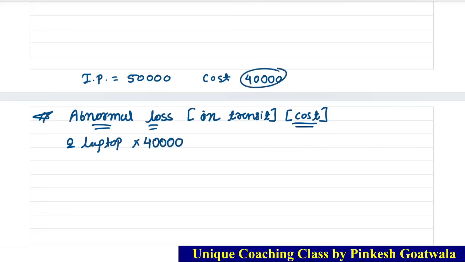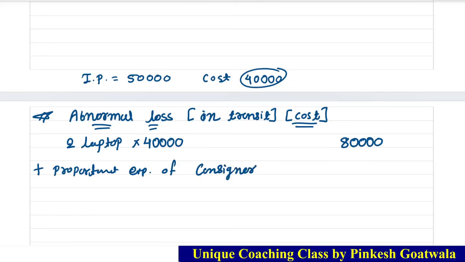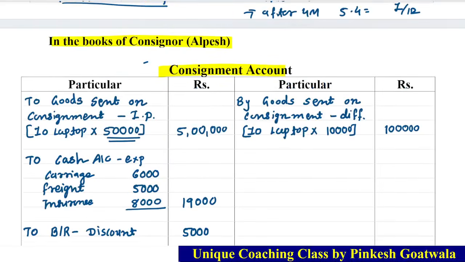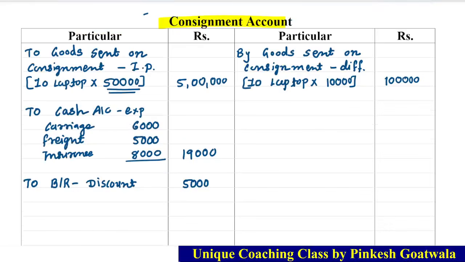So actually we suffered a loss, how much? 80,000. And here we have to add expense. Proportionate expense of whom? Consigner. Okay, we will add proportionate expense of the consigner. So let's see how much expense was done by the consigner. In a previous video I explained why we add expense of consigner. So here consigner did expense of 90,000. All the expenses that are in the cash account were done by the consigner.